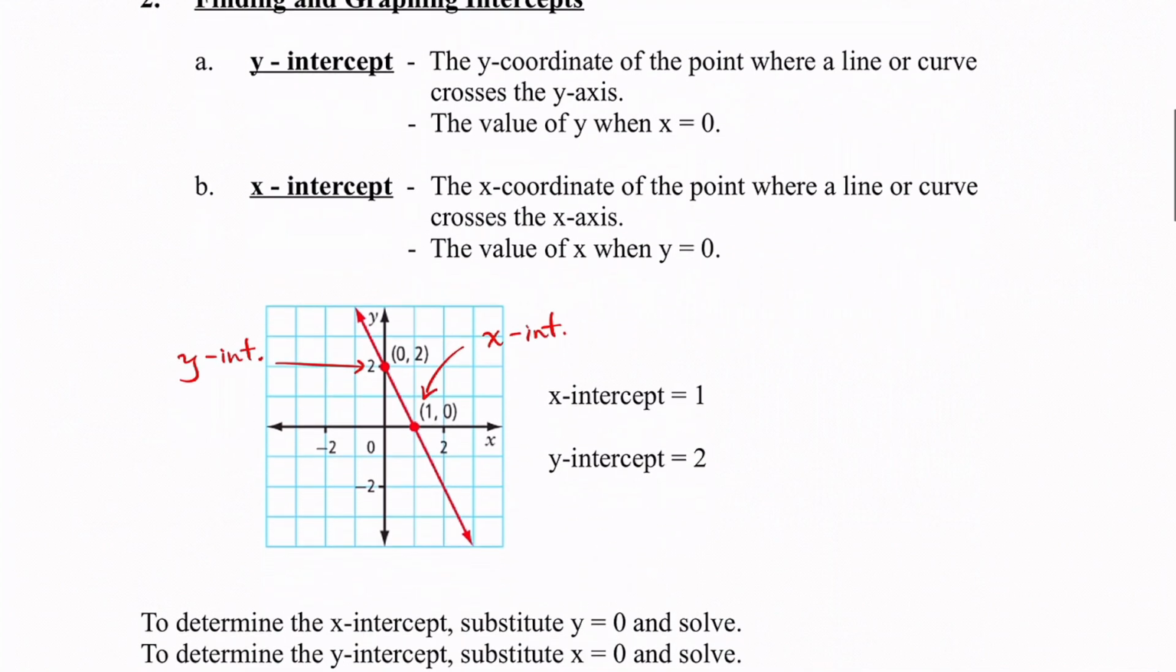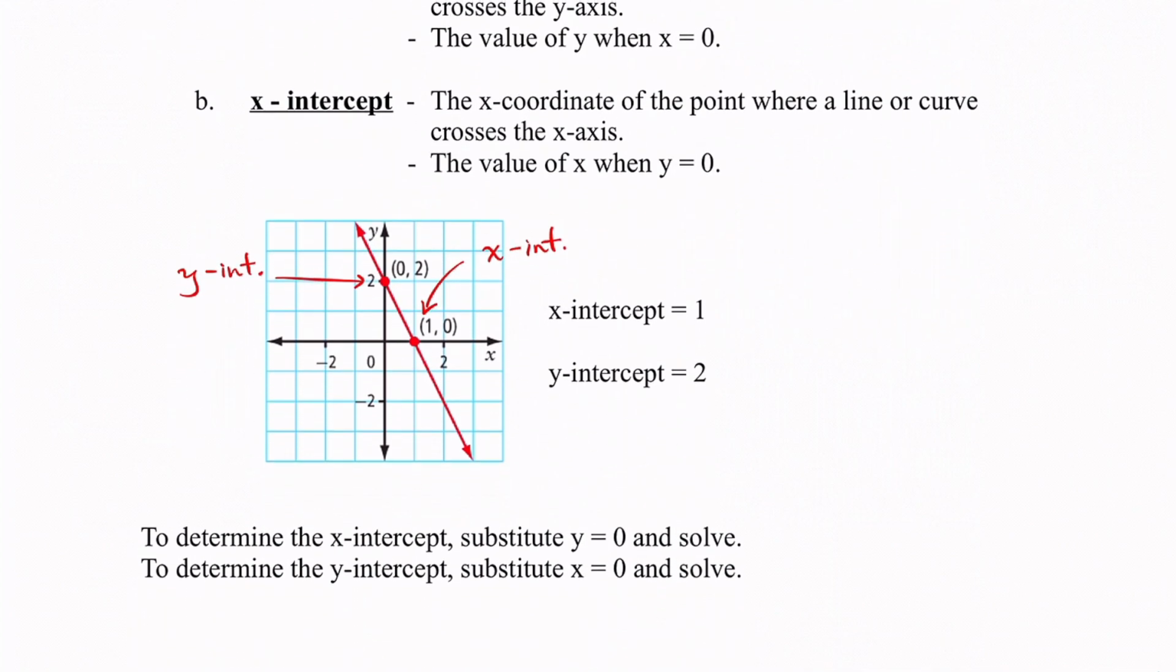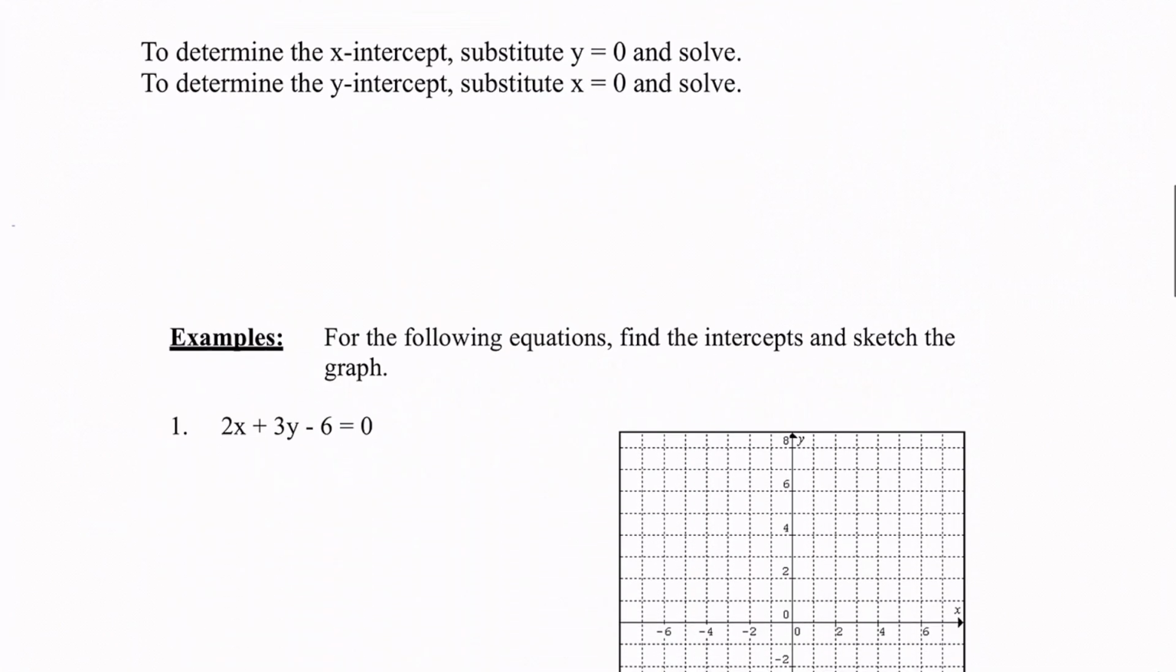So anytime you need to find the x-intercept or the y-intercept, we've got to do a substitution. If you want to find the x-intercept, you'll just put in y equals 0 and then solve for x. And if you want to find the y-intercept, that's when x equals 0 and then you'll solve for y. So it's kind of opposite. If you want to find x, y is equal to 0. And if you want to find the y-intercept, set the opposite, set x equal to 0. So we're going to do some questions now where we actually do that.